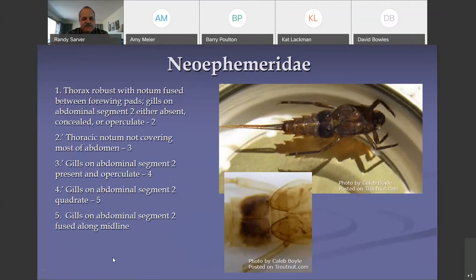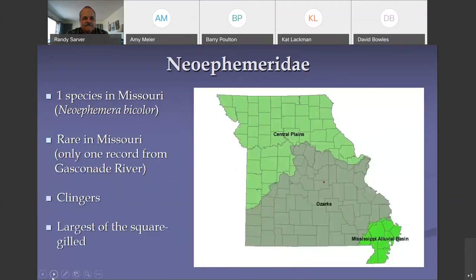Next. So as far as Neoephemeridae goes, there is one species in Missouri, Neoephemera bicolor. We got it out of the Gasconade River quite a while ago, during a study of a big oil spill there. So I'm calling them fairly rare. However, rare might mean they're larger river species and they're just hard to sample. When things are hard to sample in bigger rivers, it's really hard to tell whether they're actually rare or just rarely sampled. I do think they are clingers, and they are, of course, like I said, the largest of the square gills. Next.